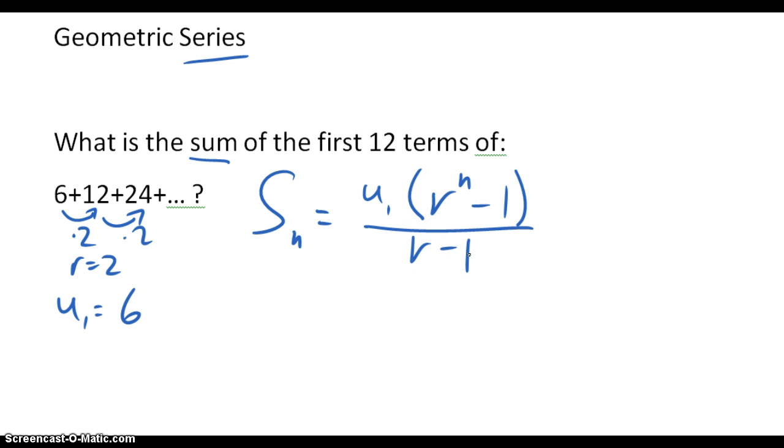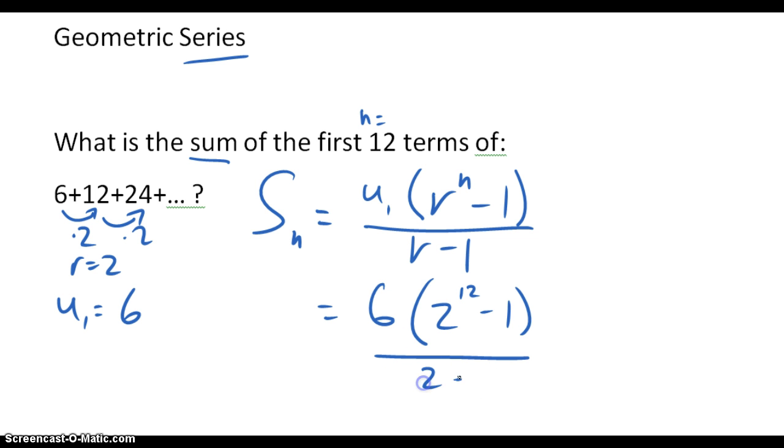Okay? So we're going to plug in what we know. We're looking for the sum. This is n here, is 12. So we just plug in those numbers. It's going to be 6 times the quantity 2 to the 12 minus 1 all over 2 minus 1.